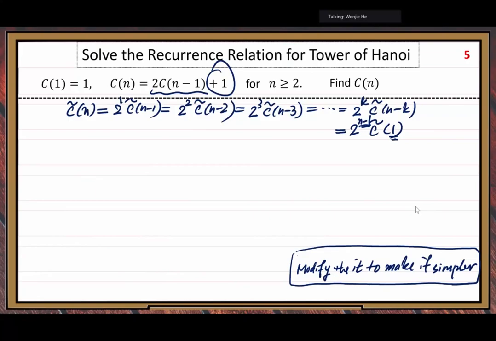The first version has a constant term. Plus 1 is the constant term. The second version has no constant term. There is a name for it: the second version without constant, we call this version homogeneous. Homogeneous recurrence relation, no constant term. So we work on a homogeneous version.